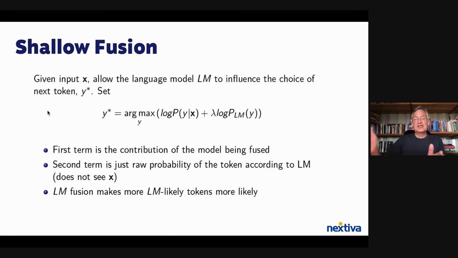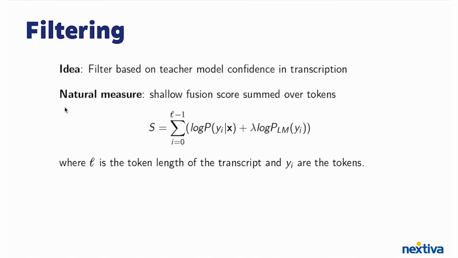But then in addition, I want you also to include a factor that is the weighted, unconditional probability of the individual token in the mind of the language model. So it basically makes more likely tokens in the mind of the language model more likely. But notice that the language model doesn't even see X. So that's why it's called shallow fusion. And this is the way that the external language model comes in to push the pseudo labeling into something that's a little more reasonable for the student.